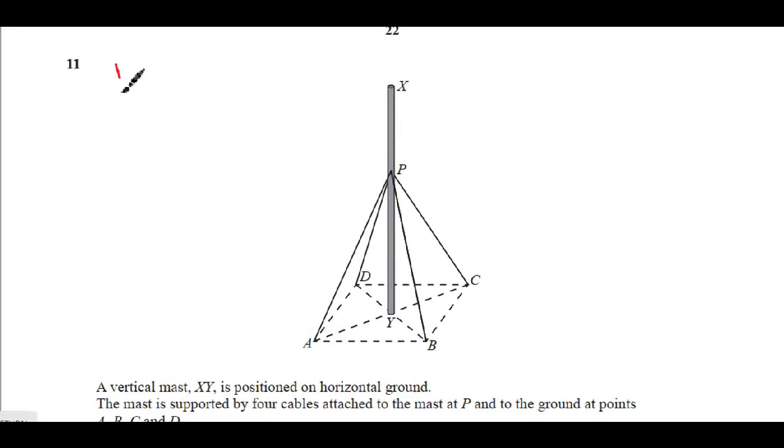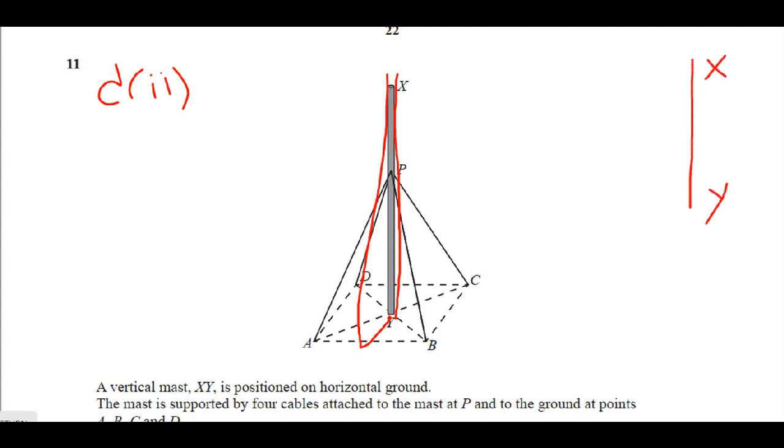D, part 2. Calculate the angle of elevation of X from the midpoint of AB. So this is the triangle in question. The length XY is 11.179. I'm using the unrounded answer from the previous part. Then this is the midpoint. Then what will this length be?